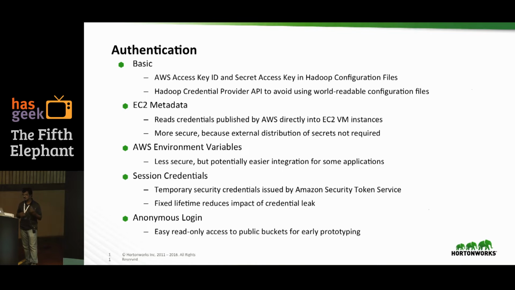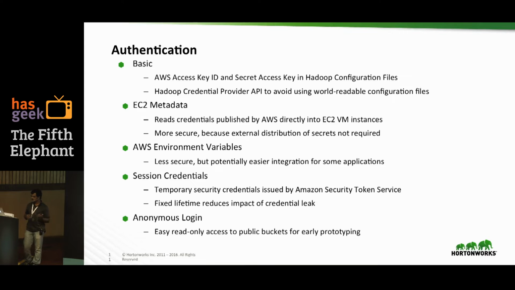Or you could have the EC2 metadata itself, where Amazon or AWS directly writes the credential information onto the EC2 instances, and using APIs you will be able to directly read those credentials and then process your data in S3. It's a lot more secure option. The reason is you're not exposing any of the credentials anywhere in the configuration files. It also supports an option of environment variables, where you can set the environment variables to provide the credential details. A lot less secure option, but might be useful for some applications.